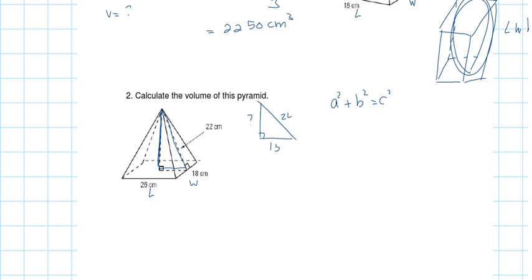Yeah, so I know I'm looking for a. So it's going to be c squared minus b squared, right? Because you're going to bring the b squared over. So in this case, it's going to be 22 squared minus 13 squared. You guys have to help me with the calculator here.